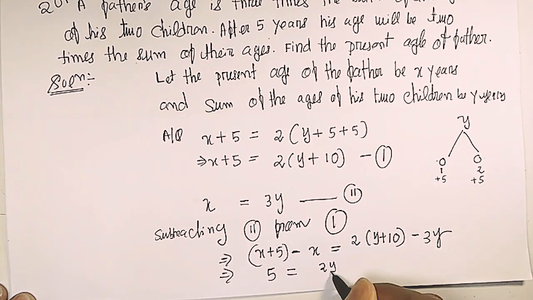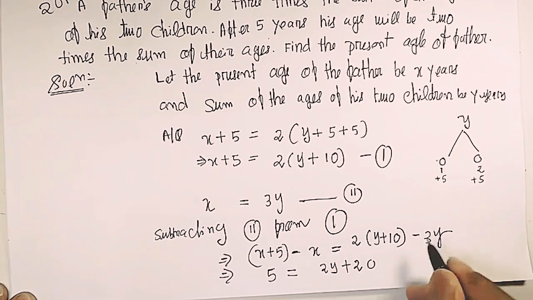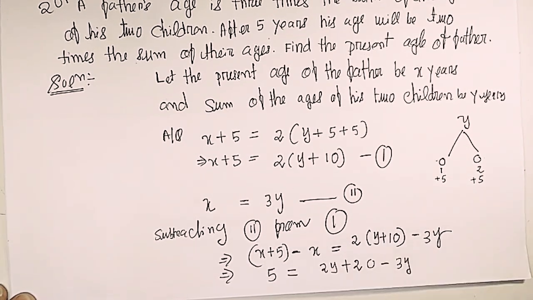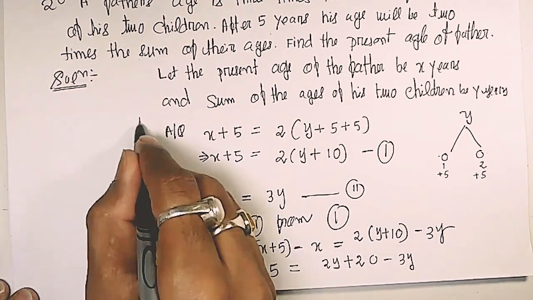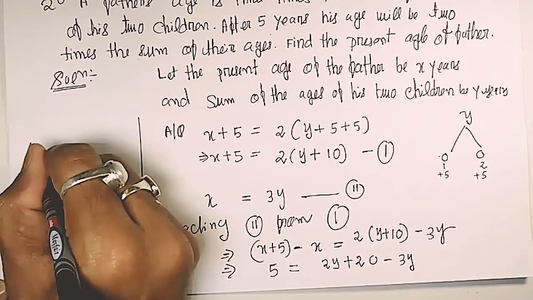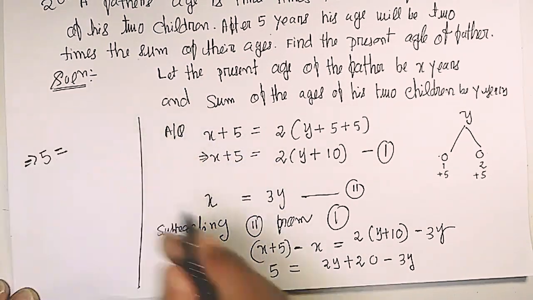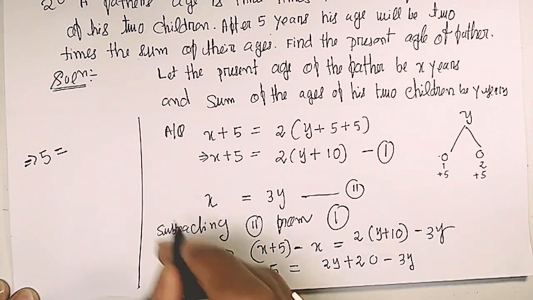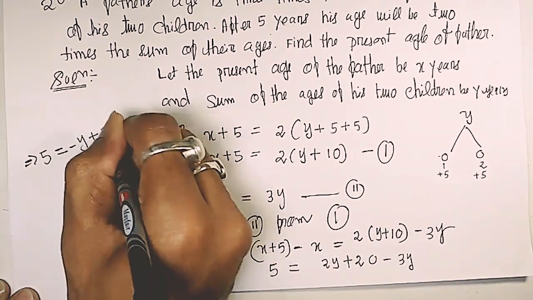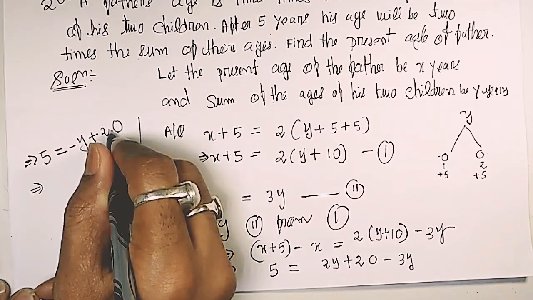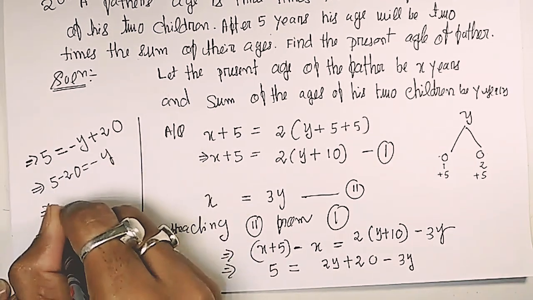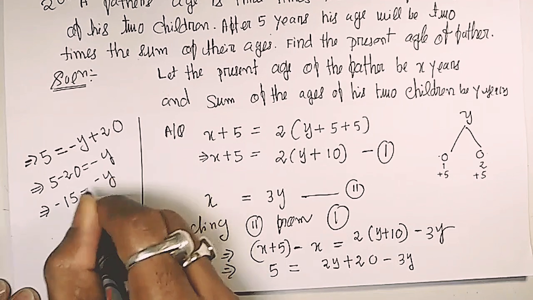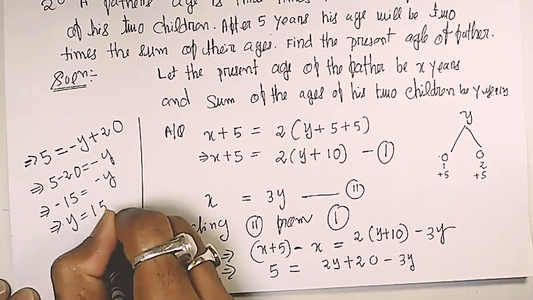Then twice y plus 20 minus 3y. So from here, it's 5 equals twice y minus 3y, it becomes minus y plus 20. So 20 you can transpose to the left. 5 minus 20 equals minus y. So minus 15 equals minus y, which implies y equals 15.